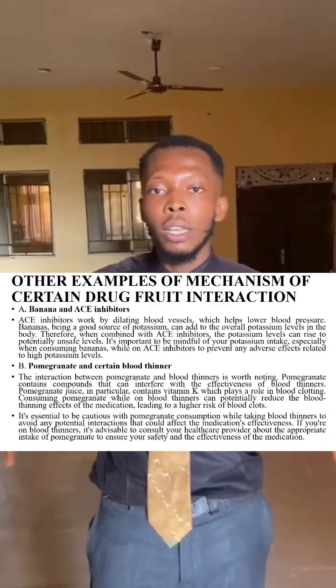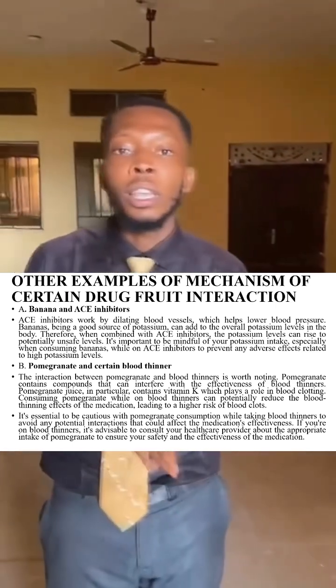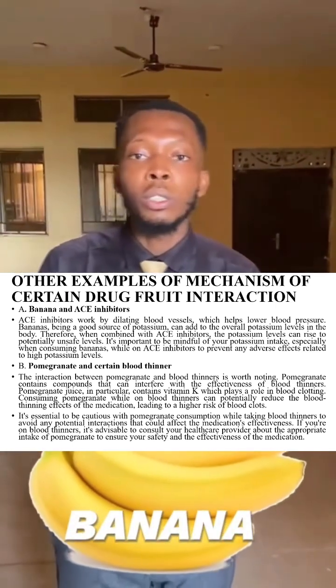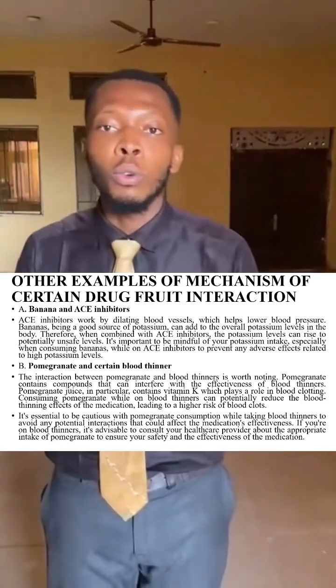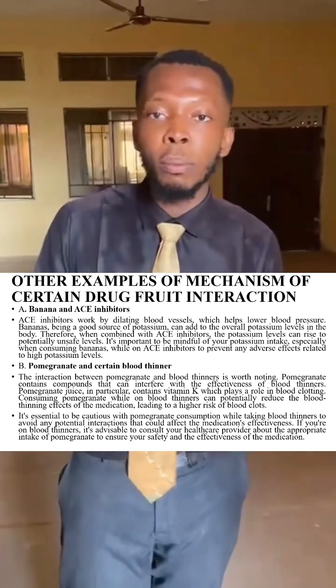Another example is aspirin, which also inhibits platelet aggregation. When taken with foods such as kiwi, which releases vitamin K, this vitamin K reduces its effects. And another example is ACE inhibitors and banana. ACE inhibitors dilate blood vessels, thereby lowering blood pressure. When taken with banana, it increases the potassium level of the blood. This potassium level, when increased, inhibits or blocks the action of these ACE inhibitors.